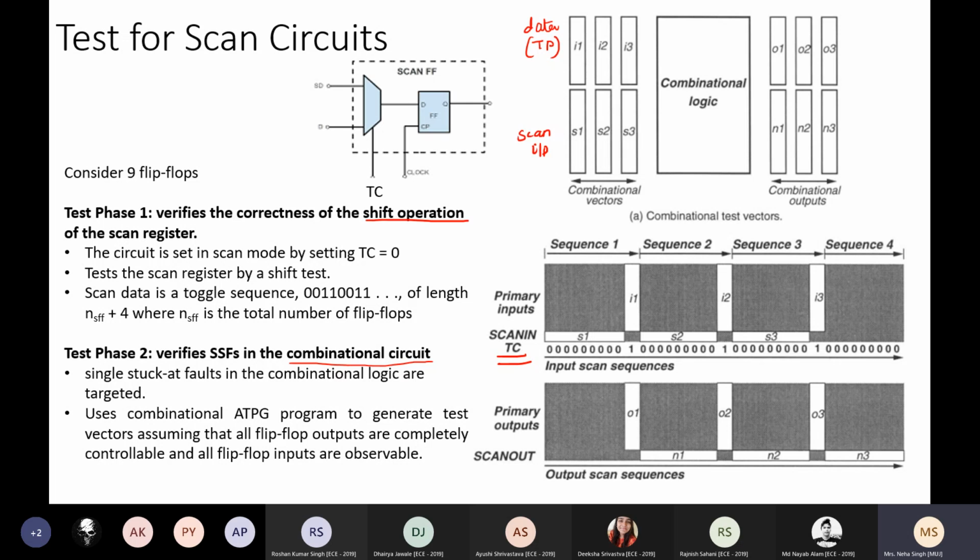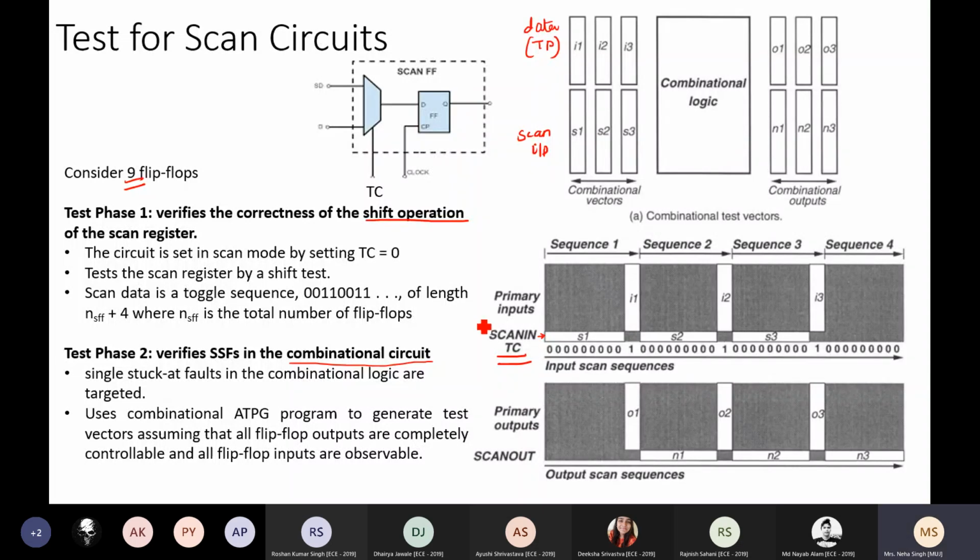Initially, I should work with test phase 1. So I need to ensure that the scan data is provided at input. So initially TC is 0. As soon as TC is 0, it means the scan data is provided. So I start putting in scan data, 0011, 0011, that data is started to be put in. How many cycles do I work for? I work for n number of cycles, where n is the number of flip-flops. So if I consider 9 flip-flops in my circuit, I should give TC 9 times so that the first data has reached the last flip-flop.